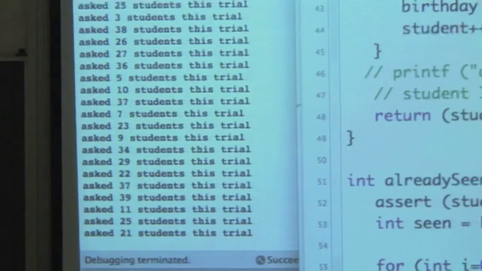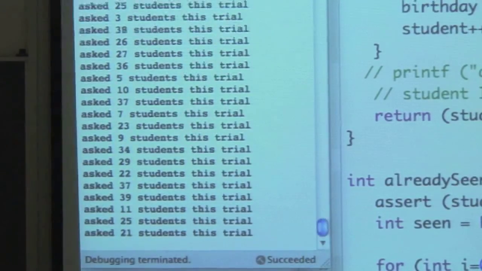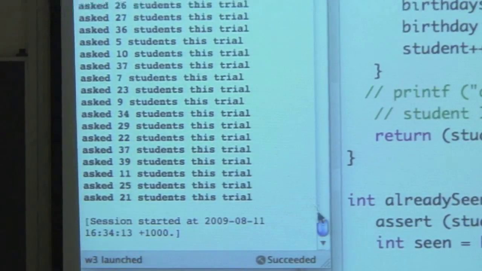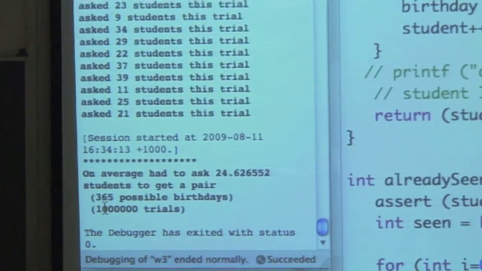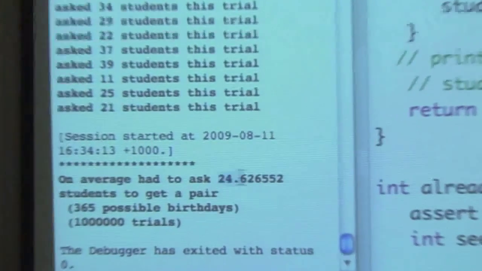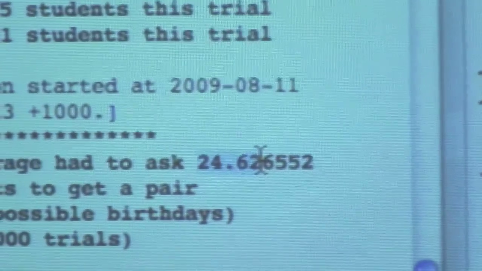There we are. Stop. Go again. Zoom. Ask 1 million of them. Ba-bum! It ran 1 million trials. On average, it had to ask 24.622. 24 of them. Okay.